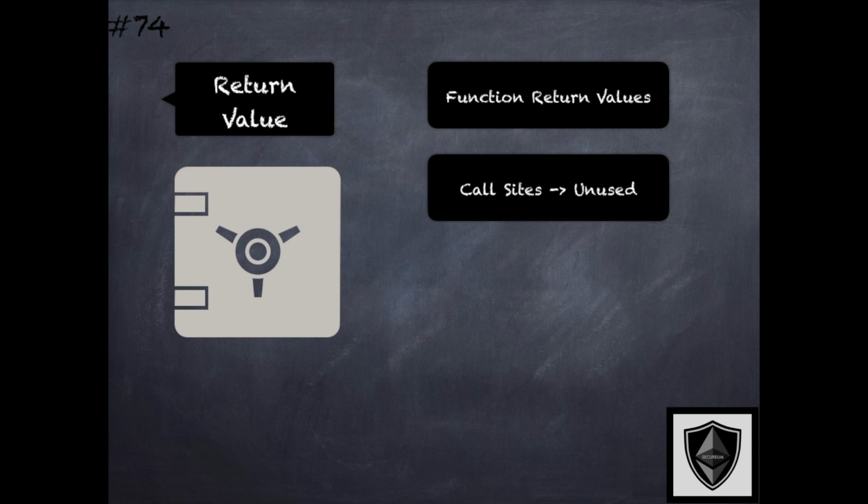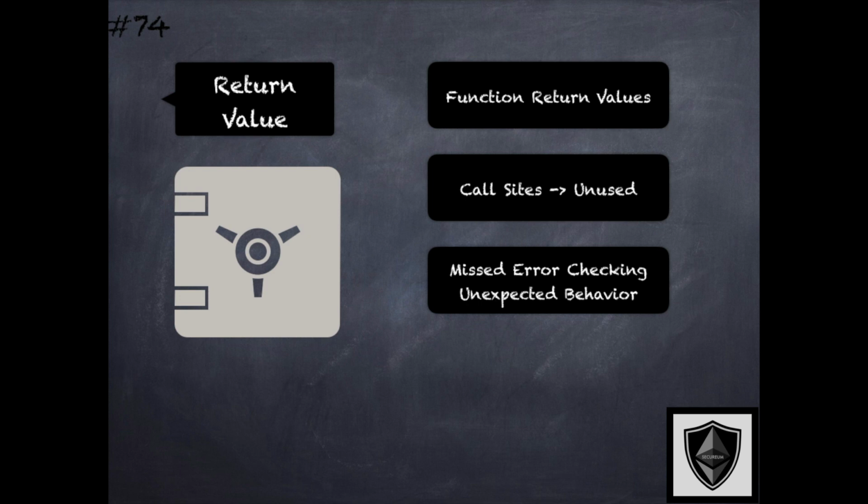But if these return values are not used at the call sites, then that could be indicative of some missed error checking that needs to happen at the call sites, or in cases where there was data that was being returned without any errors, not using that data at the call sites could result in unexpected behavior. In both these scenarios, these could affect the security of the contract if that error checking or the missing logic due to not using that data returned affected the security aspects of the smart contract logic.